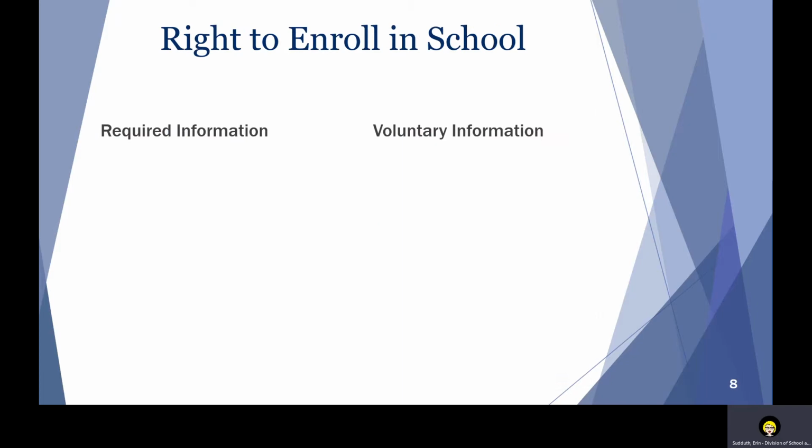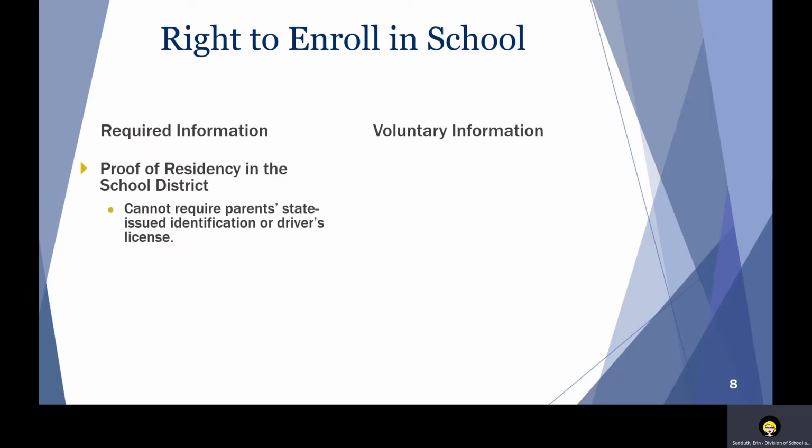There's some additional information that is required of parents or guardians when enrolling their students. We're going to review some of that right now. First is the proof of residency in the school district. This is required information.